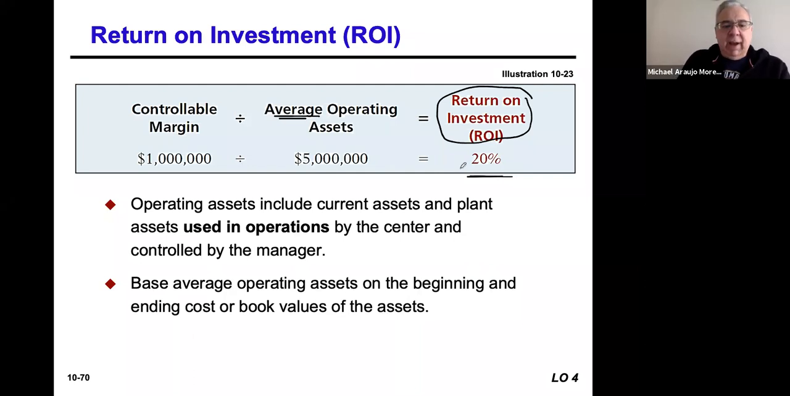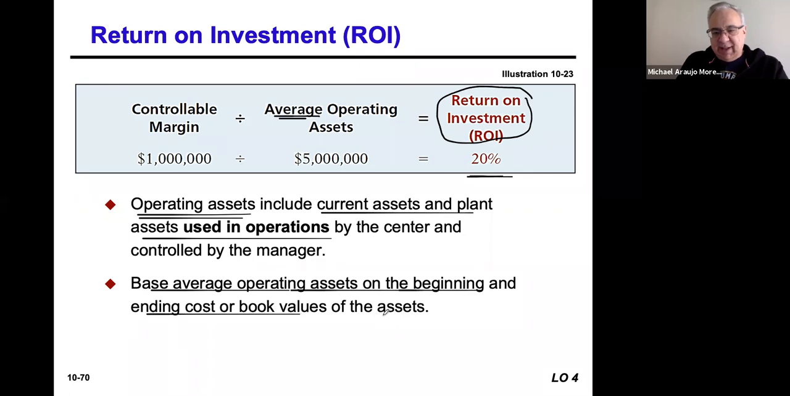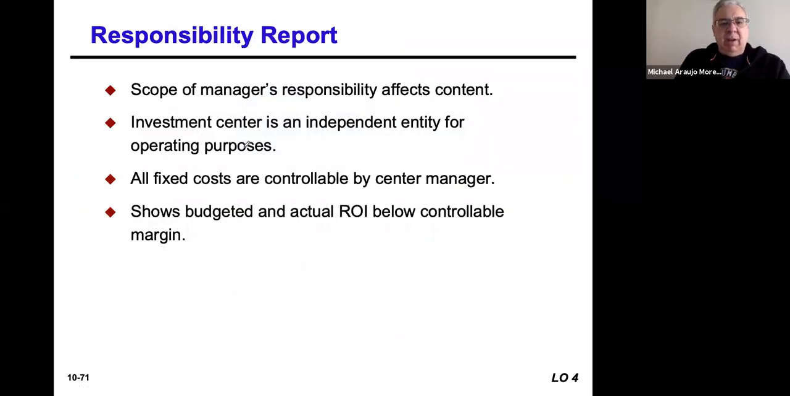So again, what are we looking at? A couple of things. Define operating assets as current assets and plant assets used in operation by the center. Okay, so that's your operating asset definition. You want to base your average operating assets on the beginning and ending book value of the assets. Okay, so that's how you would get that.